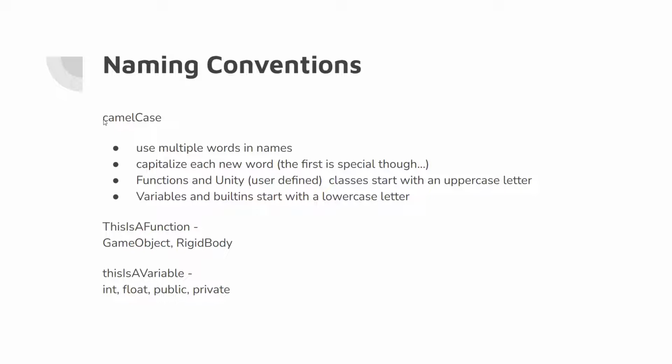It's important to remember that case does matter, right? You can't say GameObject versus gameObject with lowercase, right? Those aren't the same. Those are quite different things. So capitalization is important. So in our case, we want to capitalize each new word. However, the first word is special. In the case of what we're doing, functions and Unity classes, which are components and so on, those classes start with an uppercase letter. So for example, this is a function, this is a method, this is whatever, would be capitalized. And any component, any script should have a capital at the beginning of its name.